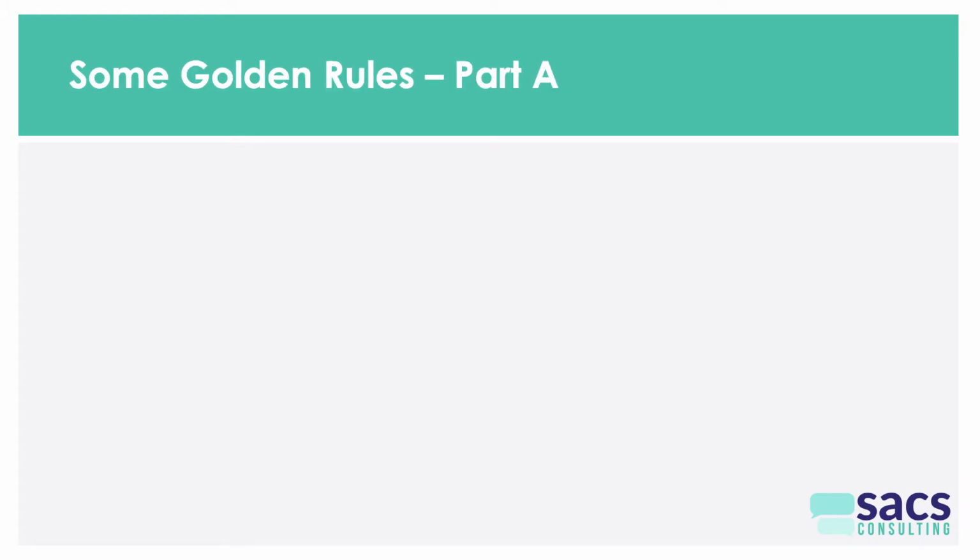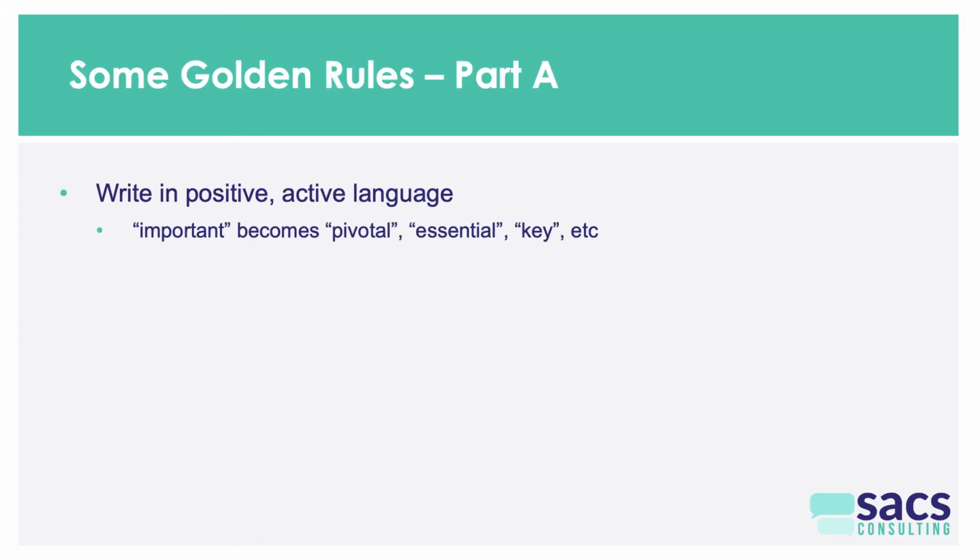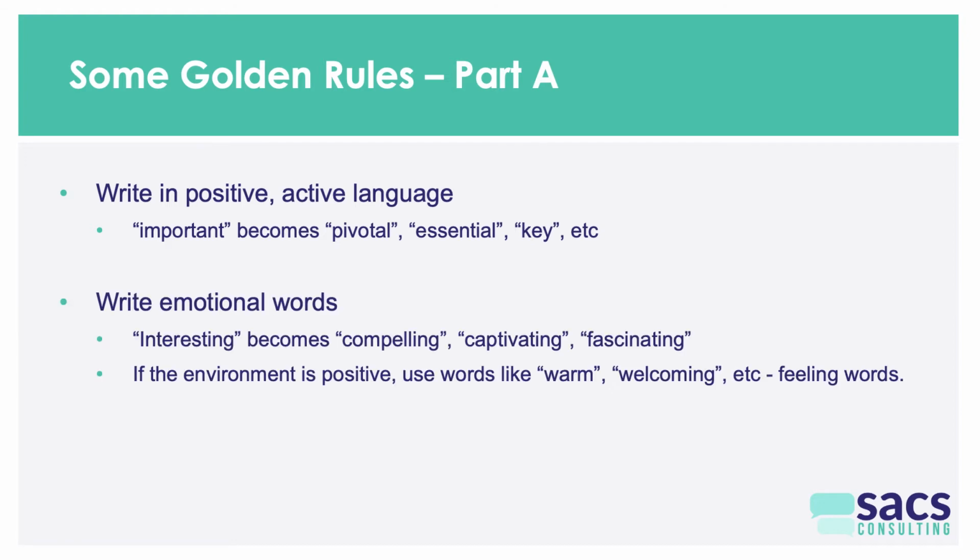Here's some golden rules. Write in positive, active language. Important becomes pivotal, essential, key. Write emotional words. Interesting becomes compelling, captivating, fascinating. If the environment is positive, use words like warm, welcoming. Psychological research says that using words like warm actually makes people feel physically warmer. But as well as that, the psychological warmth of the environment, I mean, who doesn't want to work for a company or in a team where there is warmth and recognition and kindness?